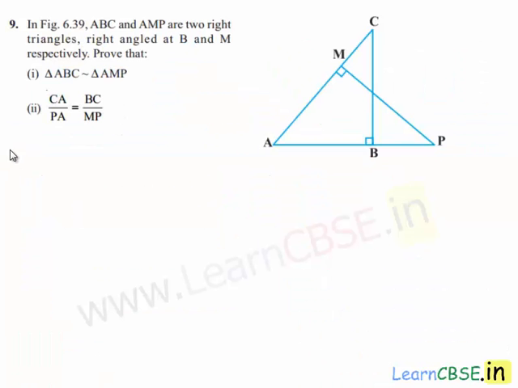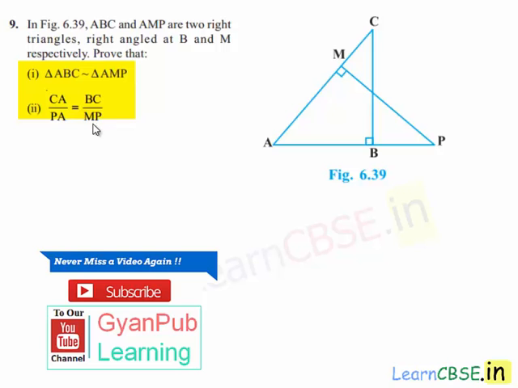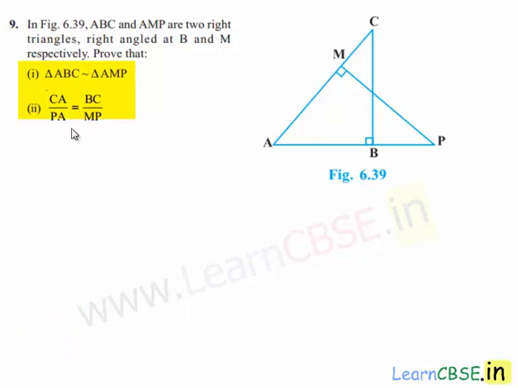Moving on to the 9th question. In figure 6.39, ABC and AMP are two right angle triangles, right angled at B and M respectively. Prove that triangle ABC is similar to triangle AMP, and second, CA by PA is equal to BC by MP. Now moving on to the solution. Here in the first case, we are asked to prove that triangle ABC is similar to triangle AMP. So let us consider both the triangles.